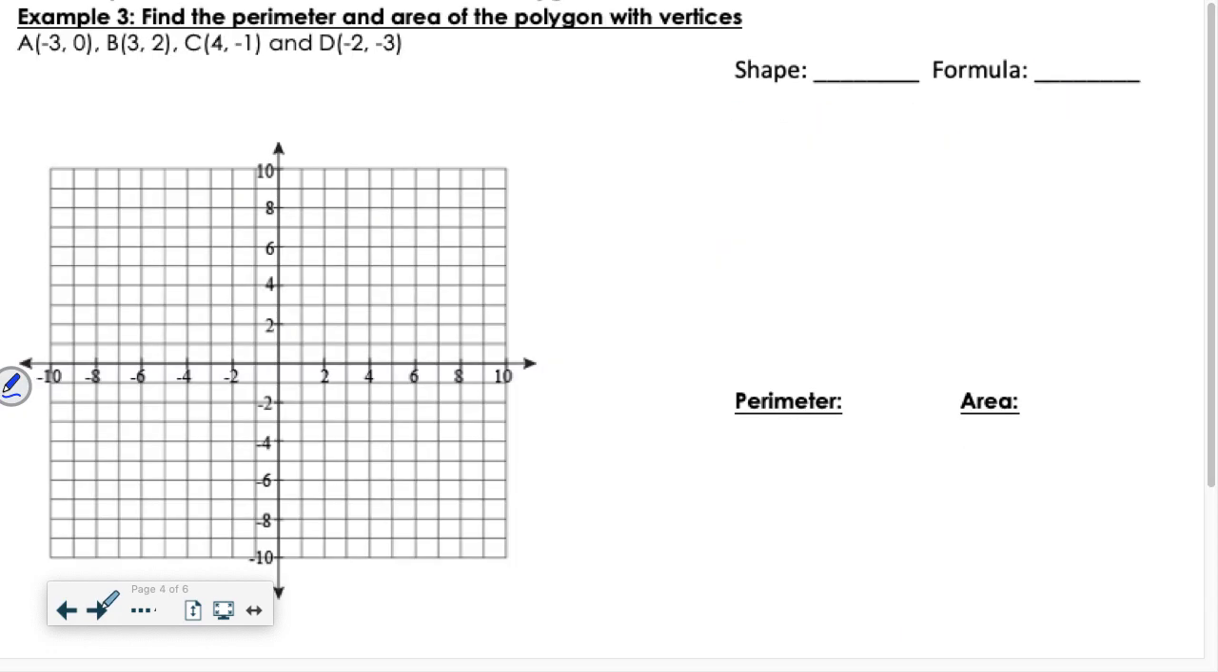Okay, for my next shape, I'll try this one. Find the perimeter and area of this polygon with these vertices. We've got A, B, C, and D. A is at (-3, 0). B is at (3, 2). C is at (4, -1). And D is at (-2, -3).